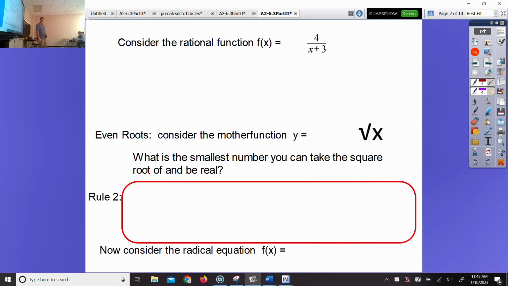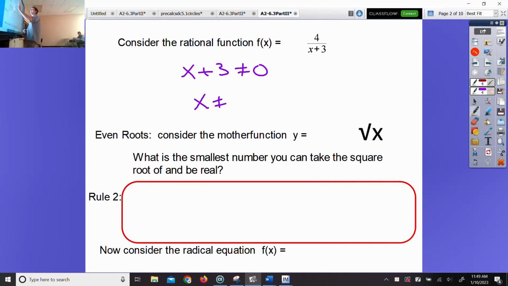Consider this rational function, 4 over x plus 3. Well, this introduces a fraction, which introduces the possibility of having input that has no output. It would happen if you tried to divide by 0. So what do you do with the denominator? What do you know about x plus 3? It can't be equal to 0. What can't x be? Negative 3.